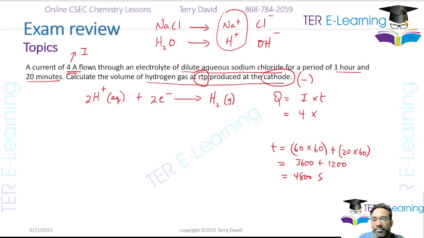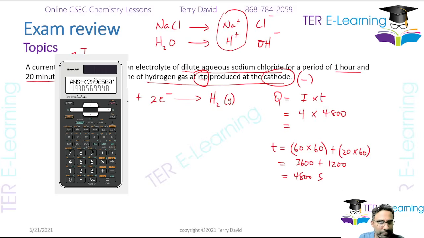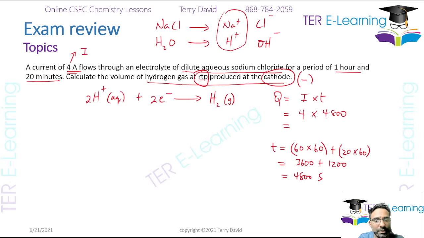So this here is going to be 4 multiplied by 4800. Let's see what I'm getting for that. Let me get my calculator. 4 multiplied by 4800, and I'm going to get 19,200. Those of you who got that, that's correct: 19,200 coulombs.